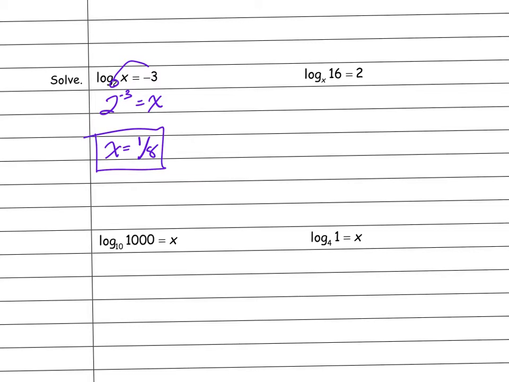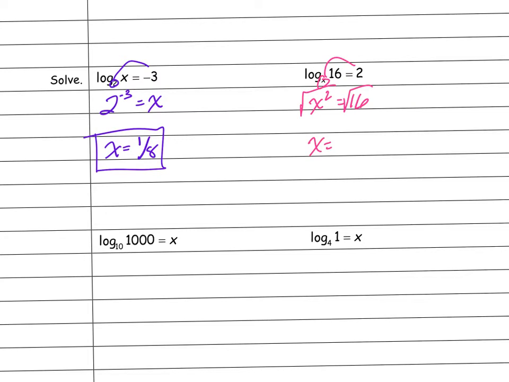Okay? So we're going to do the same thing again. The next one. Can't solve it as a logarithm. I'm going to switch it to an exponential. So this says x to the 2nd power equals 16. Beautiful. How do I solve for x? I square root it. Great.